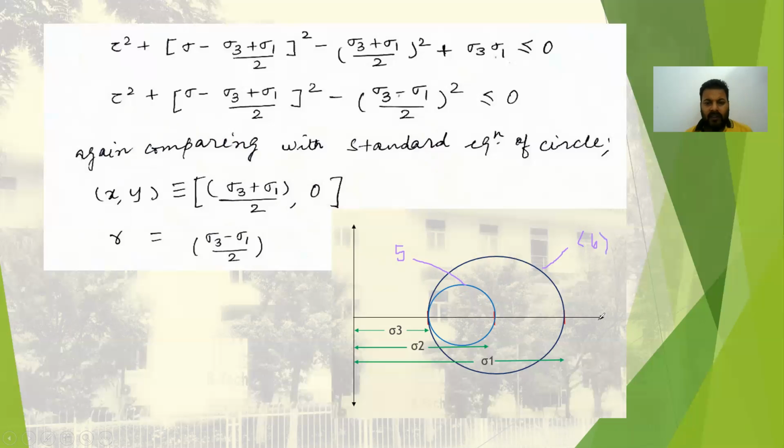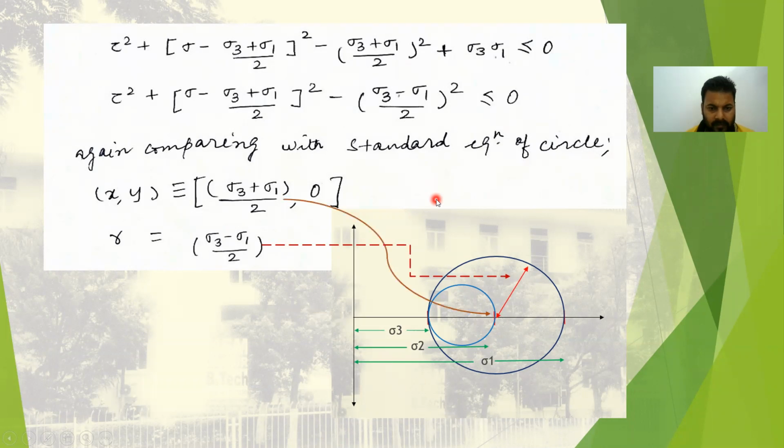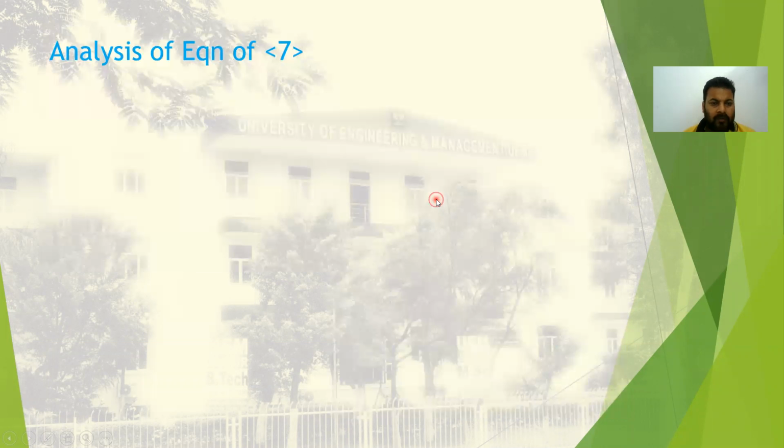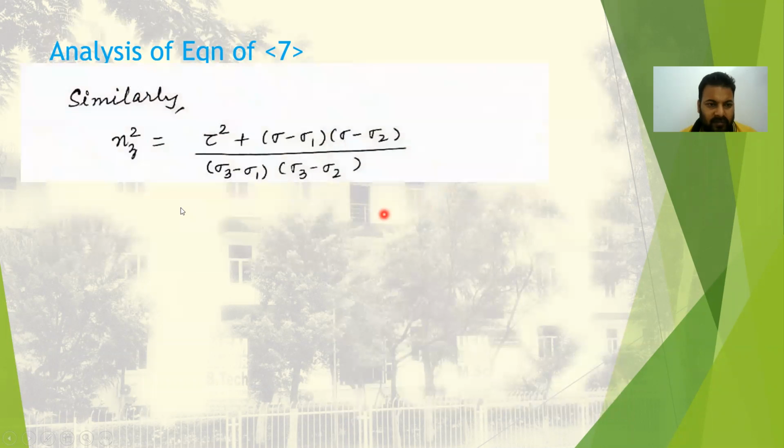Now we are left with case number 7 or equation number 7. Let's see how we can deal with that. Now we will start to analyze equation 7. The equation 7 was like this. Again, it is containing n_z term, and n_z means the third direction cosine. Obviously, in numerator part there is no term containing sigma 3, whereas in denominator it is sigma 3 minus sigma 1 and sigma 3 minus sigma 2.